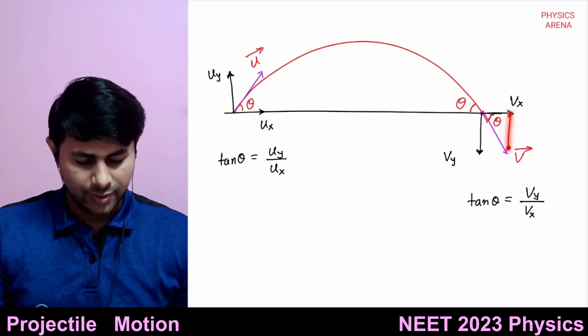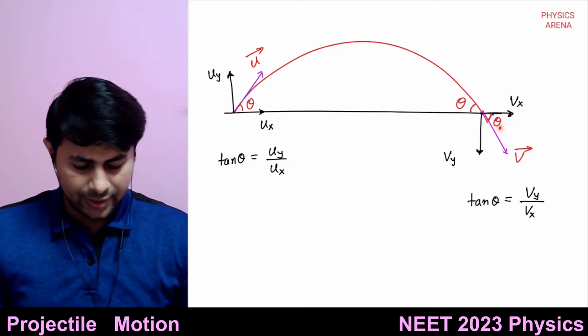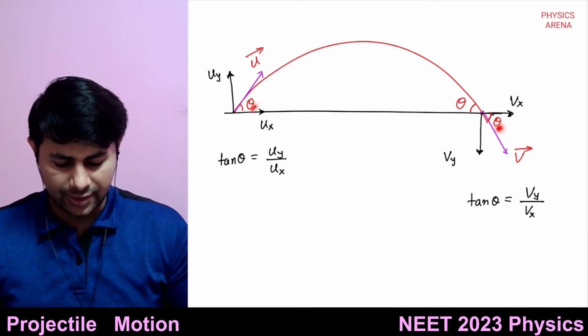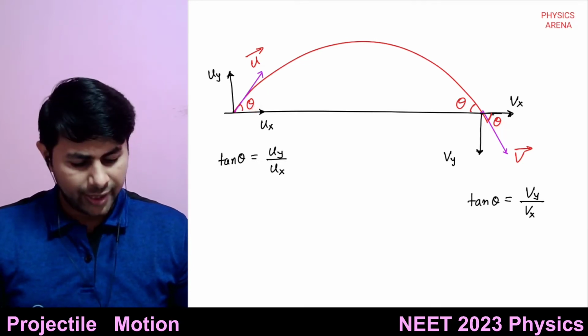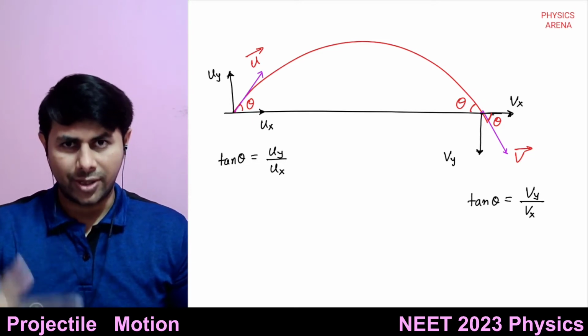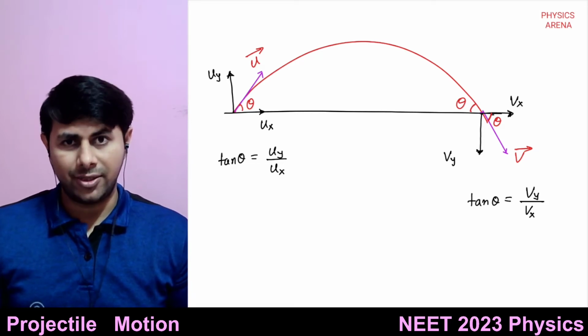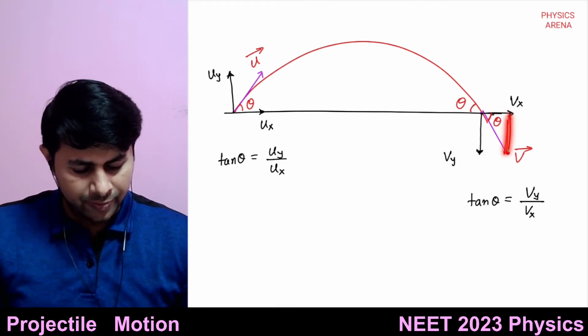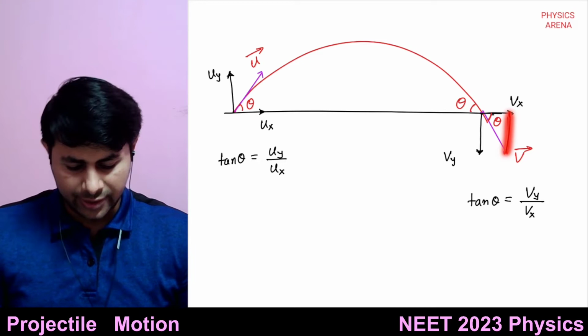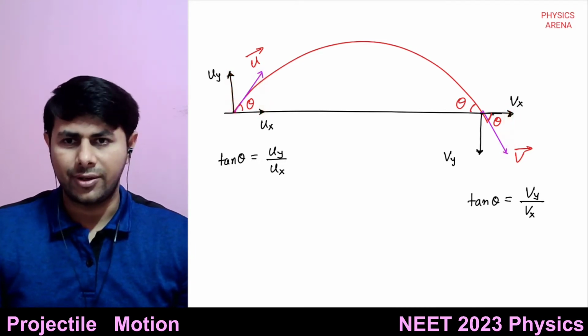Okay. So now, I'm saying this angle and this angle will be equal. Why? Because the x component of velocity remains constant, the y component just gets reversed, but its magnitude remains constant. So this length and this length are equal.